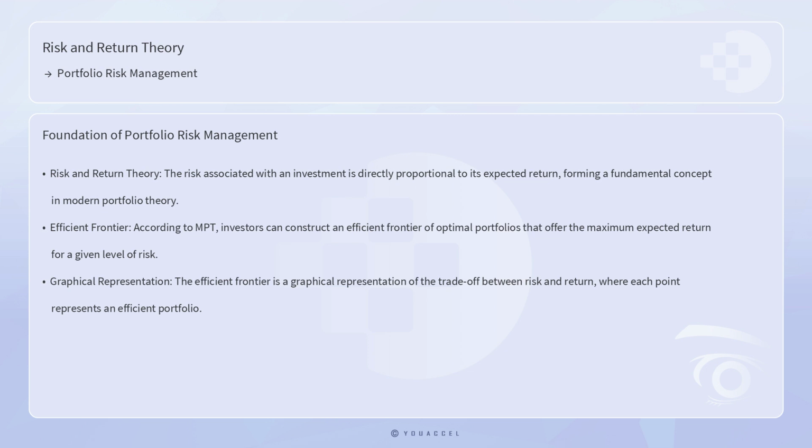According to MPT, investors can construct an efficient frontier of optimal portfolios that offer the maximum expected return for a given level of risk. The efficient frontier is a graphical representation of the trade-off between risk and return, where each point on the frontier represents a portfolio that is considered efficient, meaning that no other portfolio offers a higher expected return for the same level of risk.